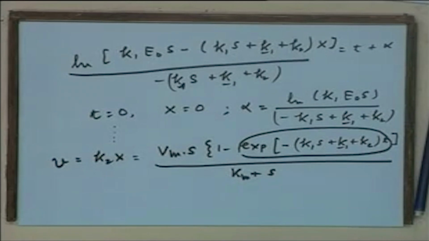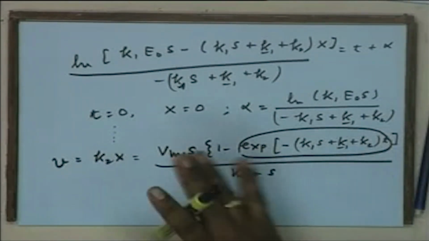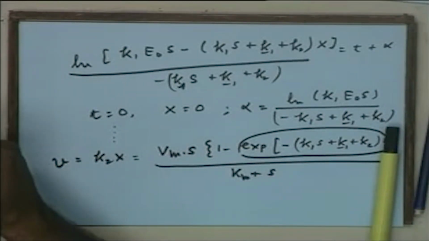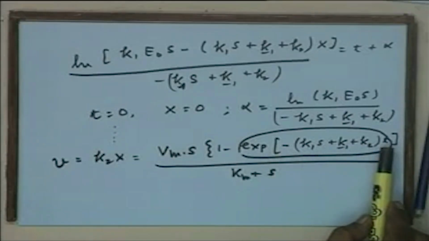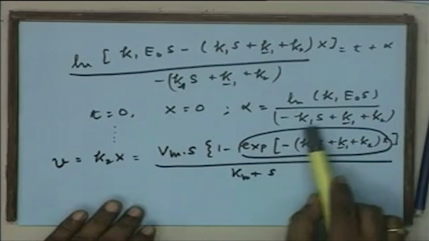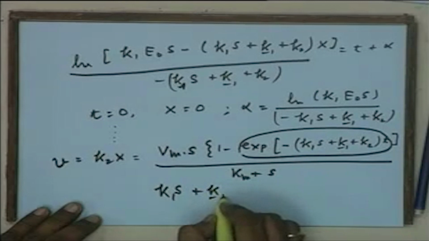Now consider this exponential term, exponential minus K1S plus K minus 1 plus K2 into T. If we consider T very small, that means right in the beginning of the reaction, the steady state hypothesis is not valid. The reaction has to progress to an extent that T gets a magnitude, and then the exponential term will tend to go towards 0. If T becomes large, the requisite size of T will depend upon the magnitude of K1 S plus K minus 1 plus K2.